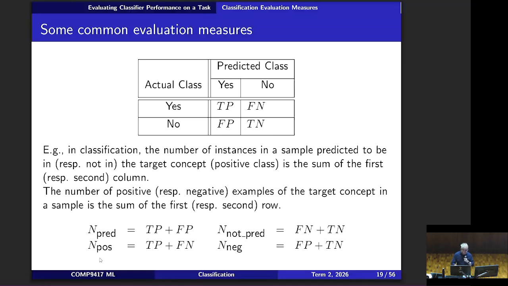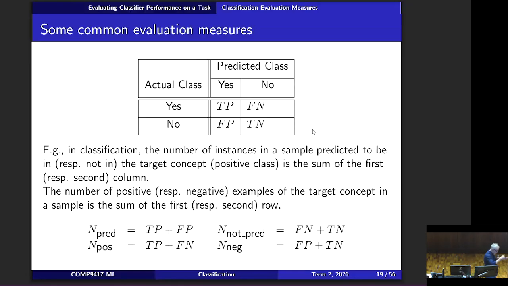Okay, and similarly, in terms of the actual classes, if you look at the true positives and the false negatives, they are the actual labels. So these are these marginals, right? So n pos would be over here. And then n neg, so the n pos is the number that are actually yes, and n neg is the number that are actually false.